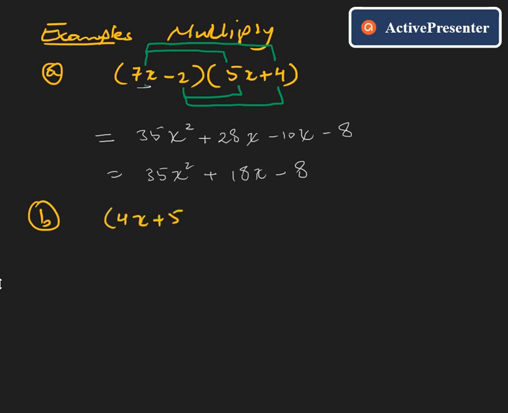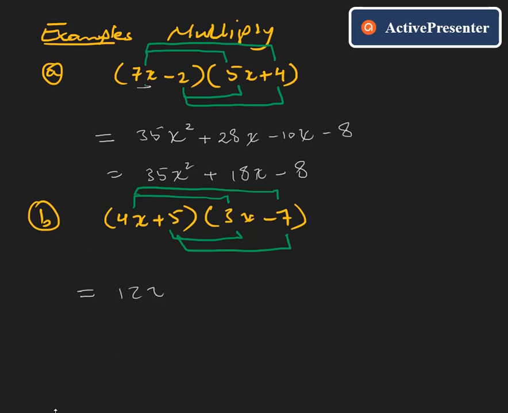Another question: (4x plus 5) multiplied in (3x minus 7). So our solution should be, we will multiply 4x into 3x and 4x into minus 7. Also we will multiply 5 into 3x and 5 into minus 7. So 4x multiplied in 3x should be 12x squared, and 4x multiplied in minus 7 should be minus 28x. Now 5 multiplied in 3x should be plus 15x. 5 multiplied in minus 7 should be minus 35.